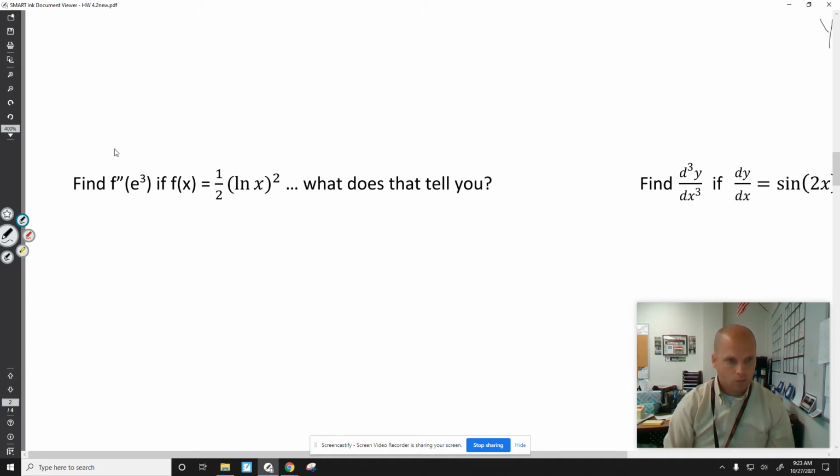Cool. What's f double prime of e cubed? And what does that tell you? Okay. Well, let's find the second derivative. First derivative, I have to use the chain rule. You can either leave off the 1 half or just put it in the outside. Inside is log x. The derivative would just be stuff to the first power because the 2 comes down, it's the power rule, and then subtract 1. Derivative of log x is 1 over x. So f prime, the first derivative, is whatever started in the parentheses to the first power times 1 over x.